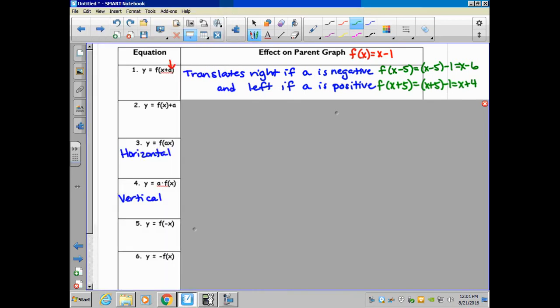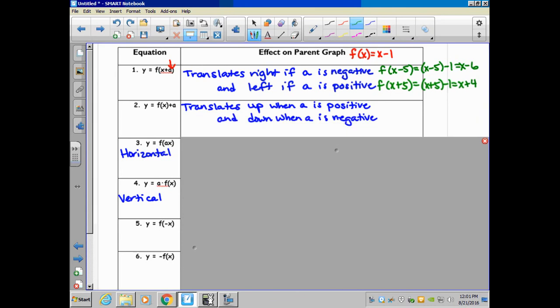All right, the next one has an addition or subtraction on the outside of the function. So it translates up when a is positive, translates down when a is negative. All right, so let's see what this looks like. So if I take the entire function and let's add 2. So the entire function is x minus 1, and then I'm going to add 2. X minus 1 plus 2 is going to be x plus 1.